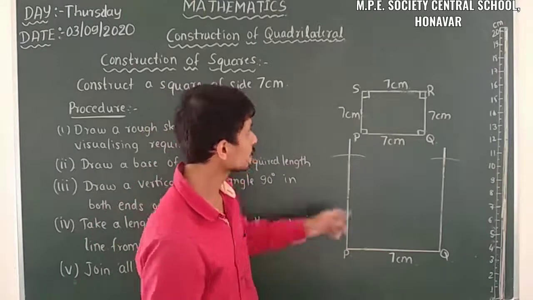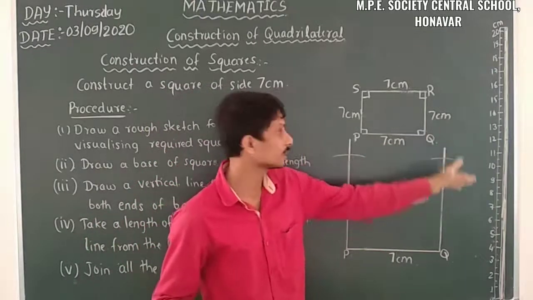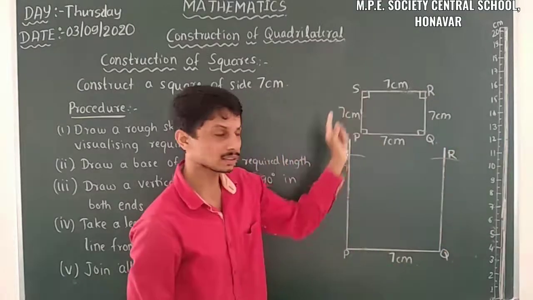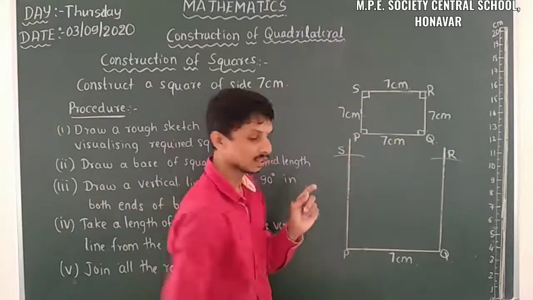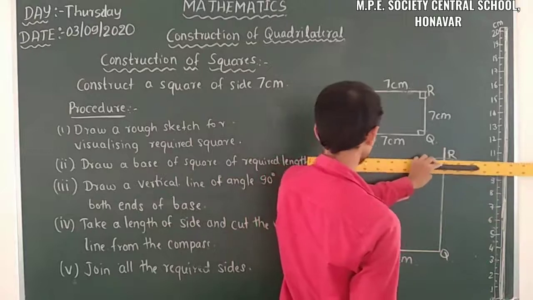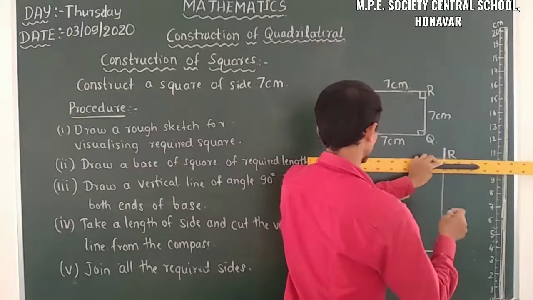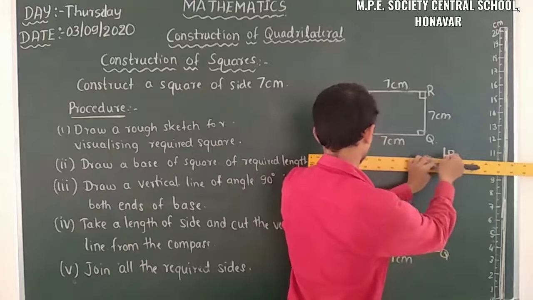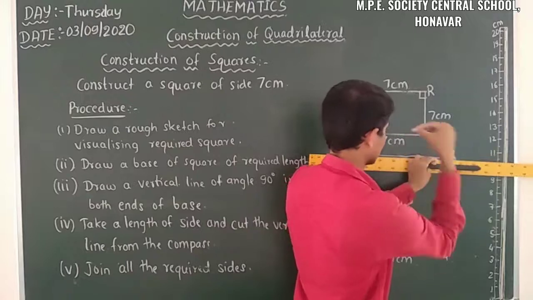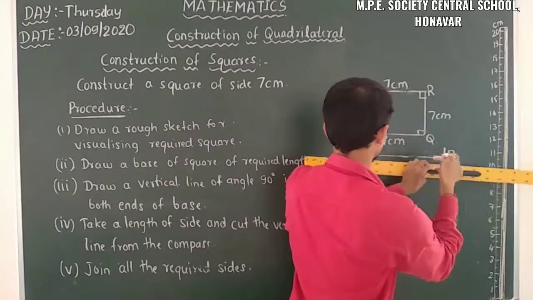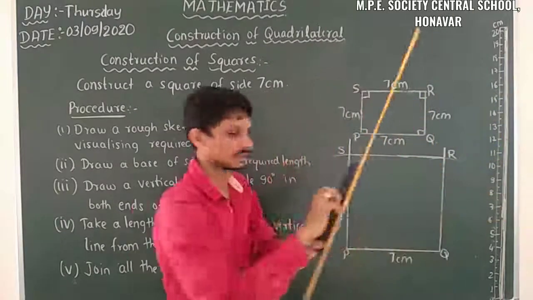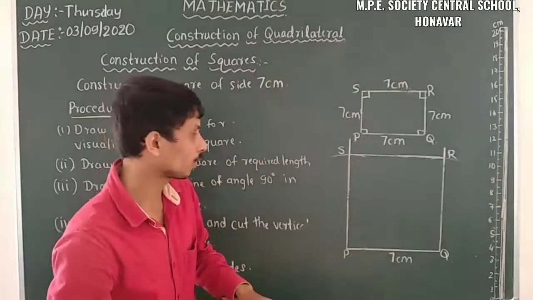After that, just label the points: it's QR, R it is. Then here it is PS. That's why we have to take the length S here. After that join all the sides. Here we have to join all the sides. So it's complete. Yes. So this is a square of required length here.